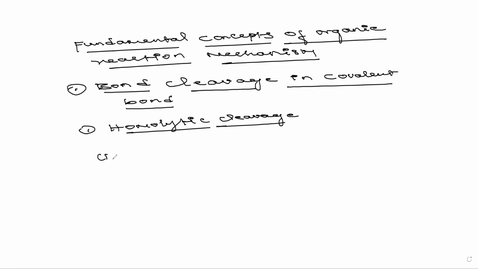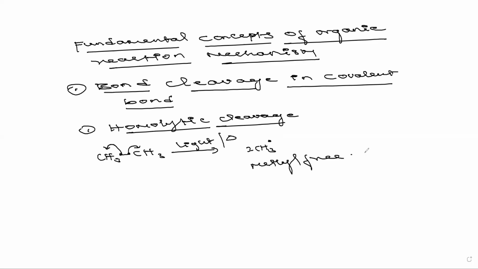When you take the CH3 single bond CH3 example, in presence of light or heat, see, each bond contains two electrons. So this electron shifted to this CH3 and this electron shifted to this CH3. It becomes CH3 free radical. This is methyl free radical. So this is ethane.